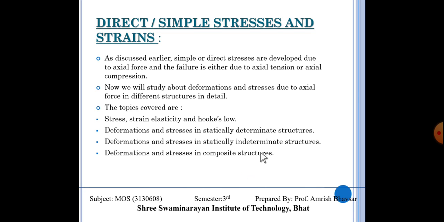Determinate structure means those structures which are solved by our equilibrium conditions, that is sigma H = 0, sigma V = 0 and sigma M = 0. It means the summation of all horizontal forces is 0, the summation of vertical forces is 0 and the summation of all moments is 0. That is called a determinate structure. But what is an indeterminate structure? Those structures cannot be solved by these three equilibrium conditions.